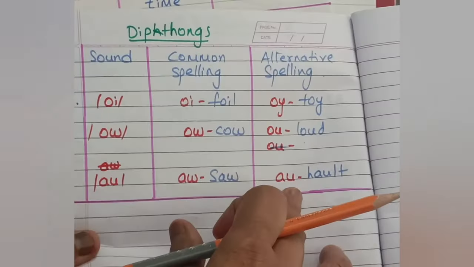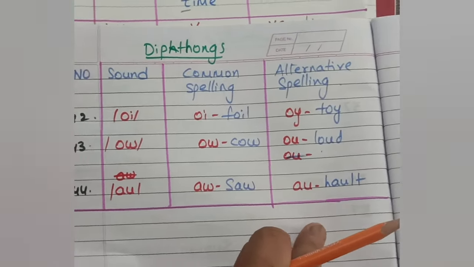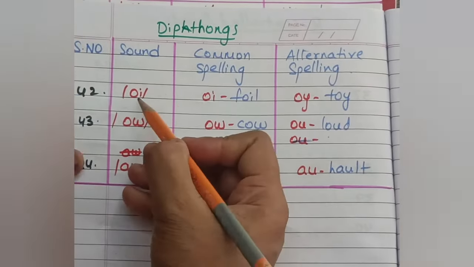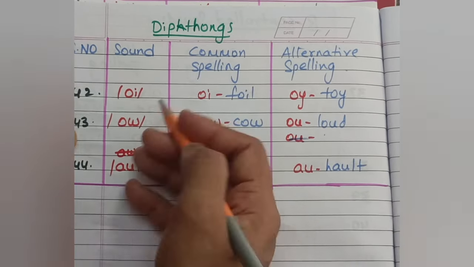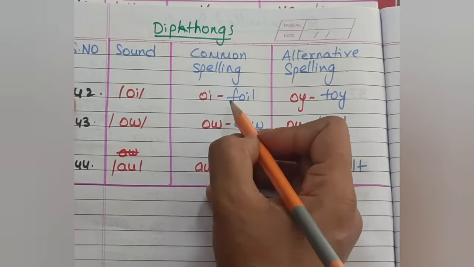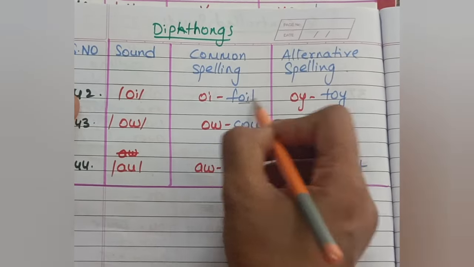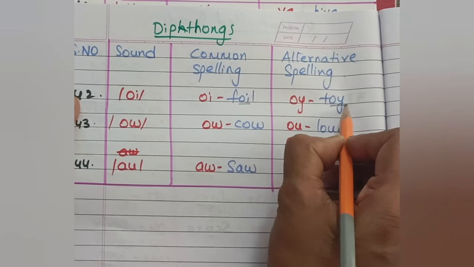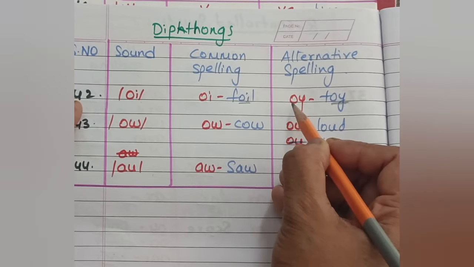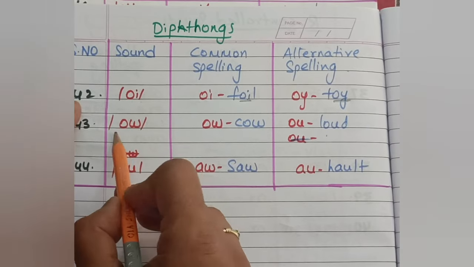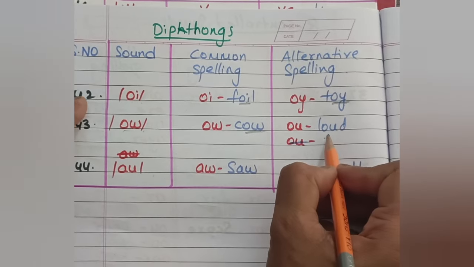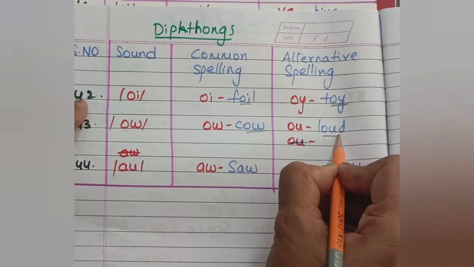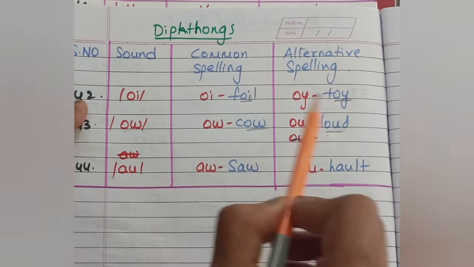And the 42nd sound is diphthongs. Diphthongs is when two vowels make a different sound. Like in oi, foil. It's a common spelling. The alternative spelling is O-Y. O-Y is making the sound of oi in toy. O-W, ow. Common spelling is cow and loud. O-U, these two letters are representing the sound of ow in loud.